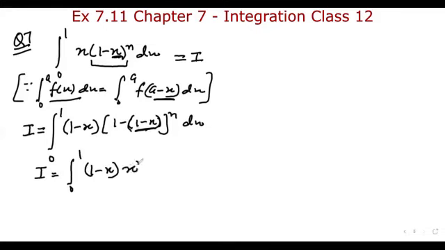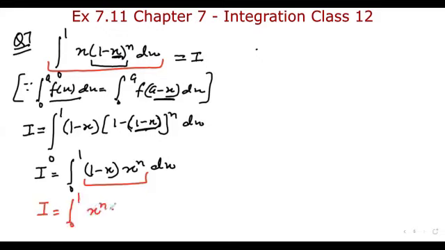It will be only x power n dx. The question was this. But after applying the property, the question is this, which is very easy to integrate now as compared to earlier. This is x power n dx minus integral 0 to 1 x power n plus 1 dx.